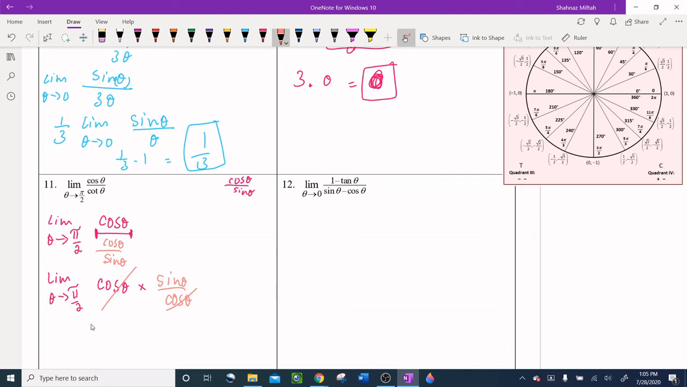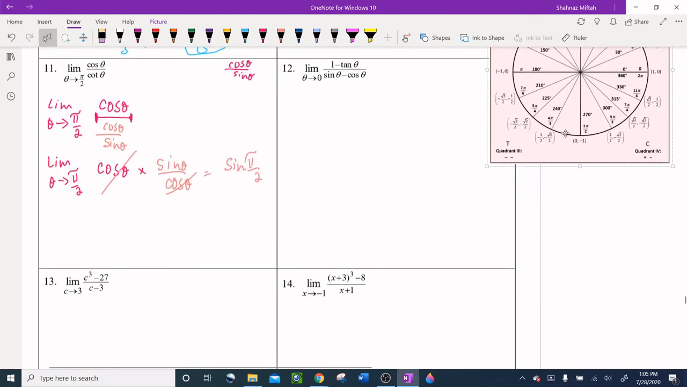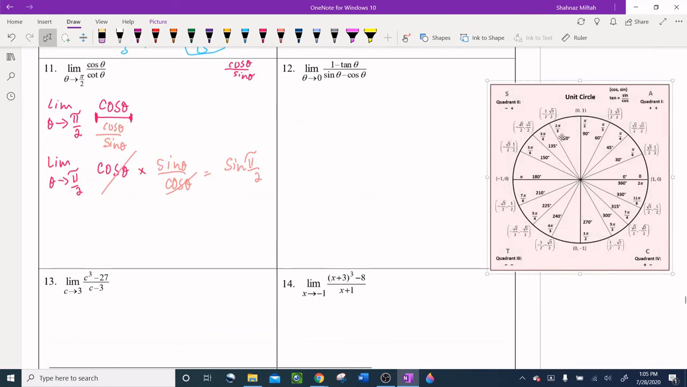So what is sine if I plug in pi over 2? Sine of pi over 2. Let me move this here. Pi over 2 is right here, and this is sine. Sine means the y value, so it's 1. So the answer is 1.